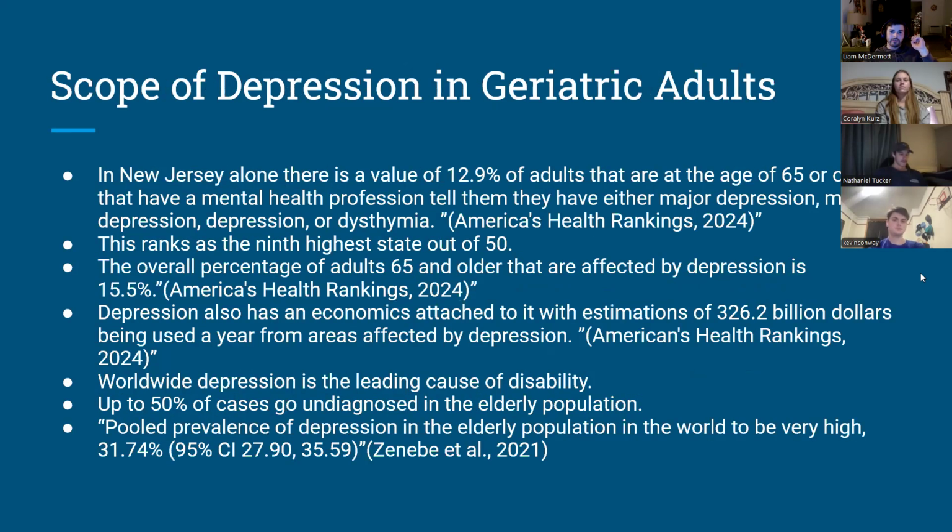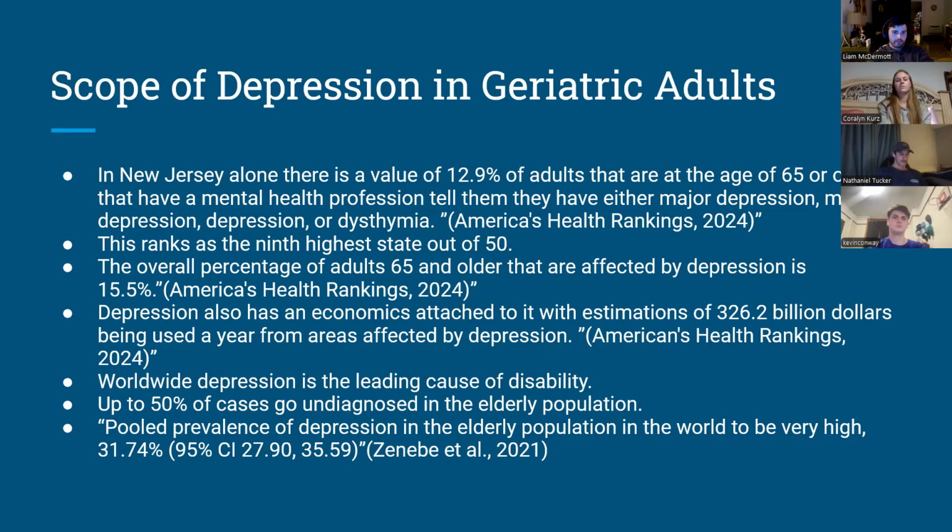For the scope of depression in geriatrics, I used America's Health Rankings 2024, and they said that in New Jersey alone, 12.9% of adults age 65 or older have been told by a mental health professional that they have either major depression, minor depression, depression, or dysthymia, and this is the ninth highest out of 50 states. The overall percentage of adults 65 and older that are affected by depression is 15.5%. Depression also has economics attached to it, with $326.2 billion being spent on depression alone in the United States.